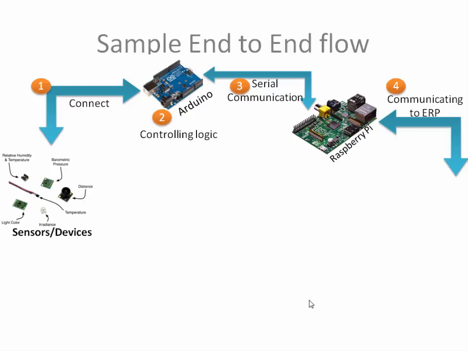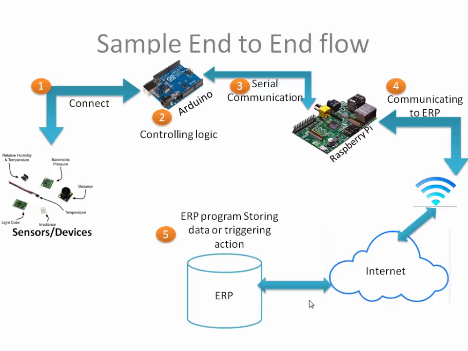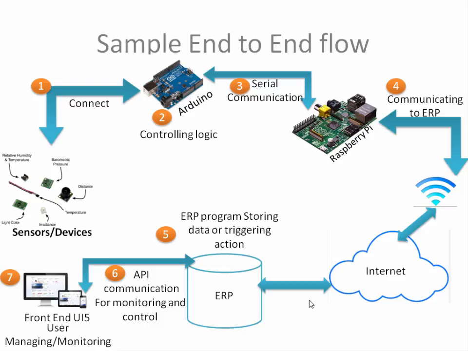And then we will be communicating the information which we got from the sensors via the internet. So we will be connecting to Wi-Fi, and then Wi-Fi will be going over the internet, and then we will be triggering some procedures in our SAP HANA system, which is our ERP, and we will be storing the data in the ERP system. And then by API communication, you can parallelly see and monitor your sensor through your front-end UI5 application. So this is going to be a sample end-to-end flow.